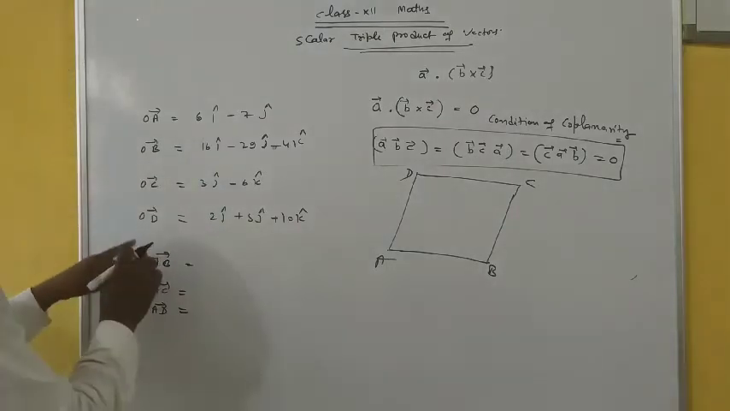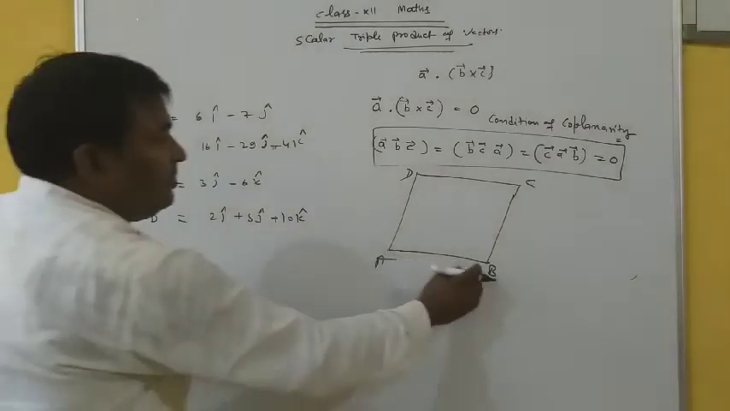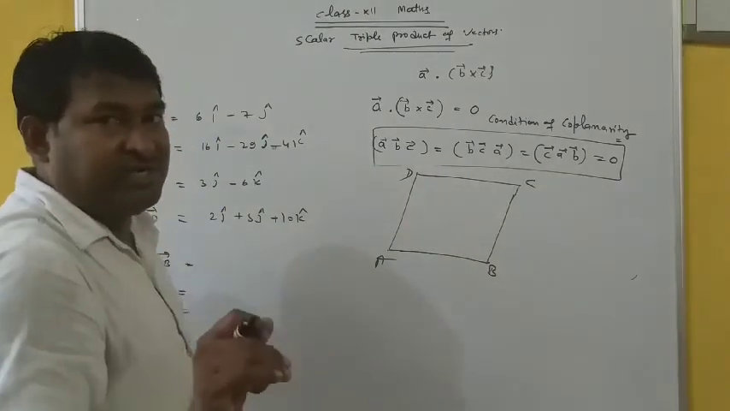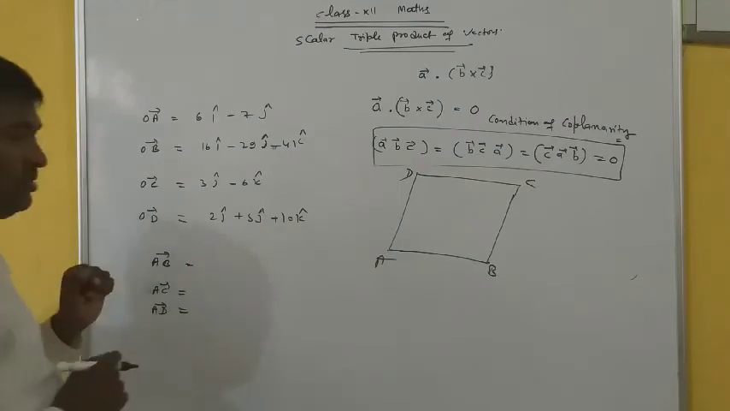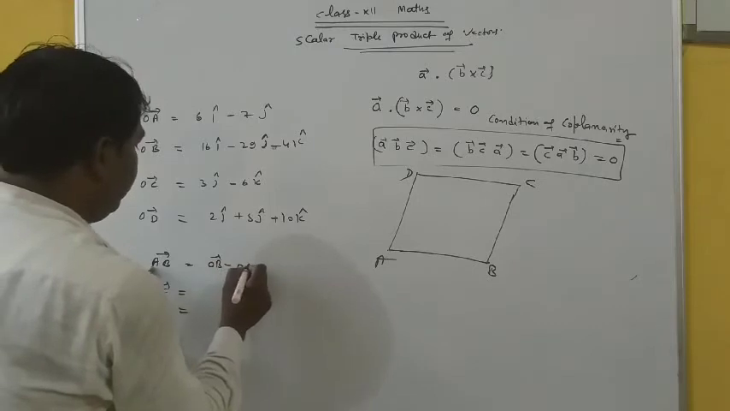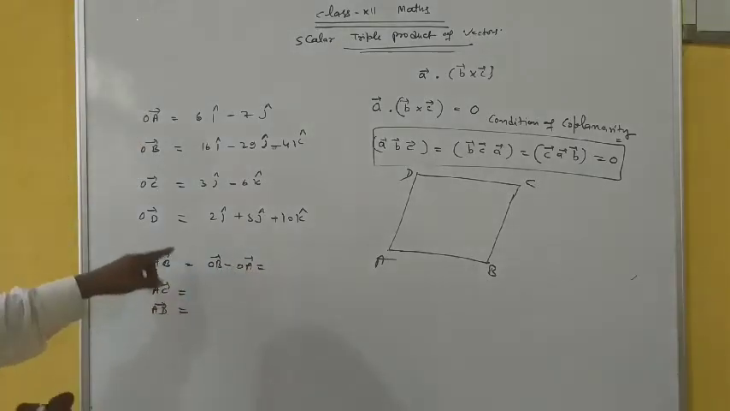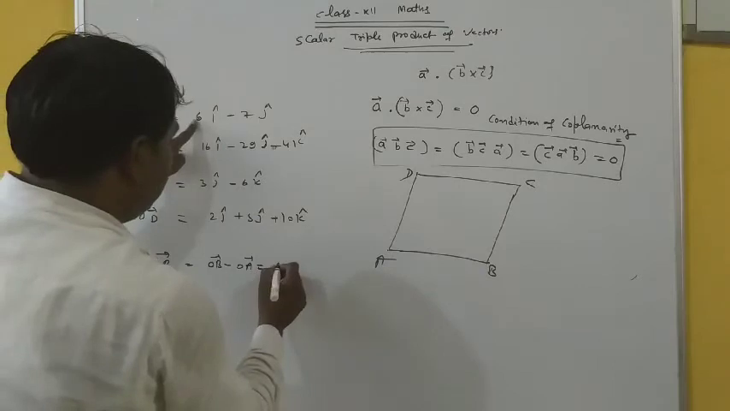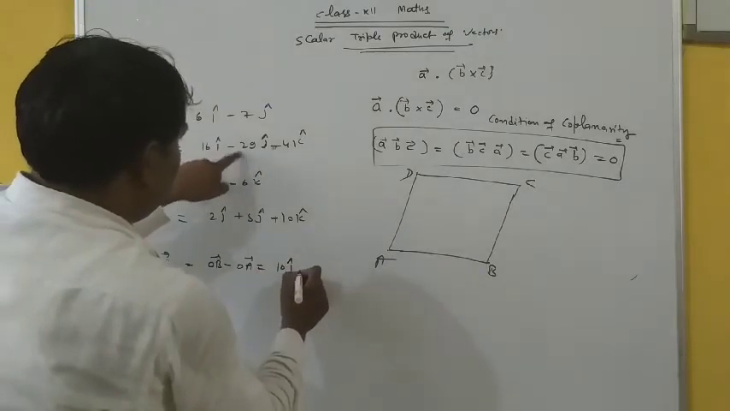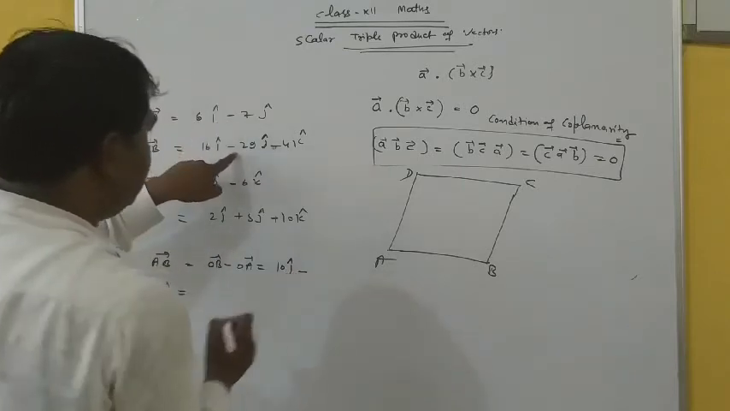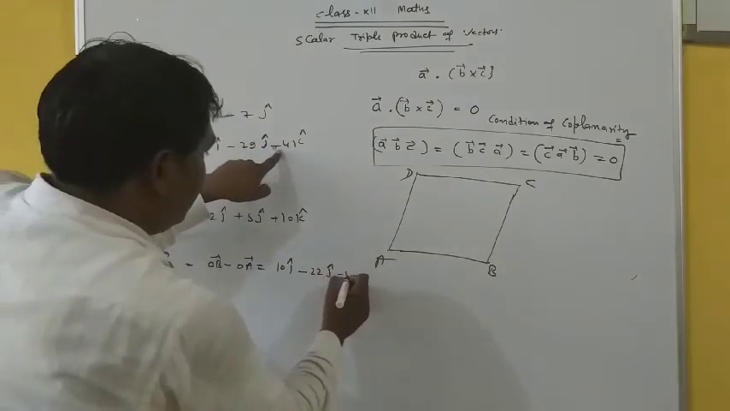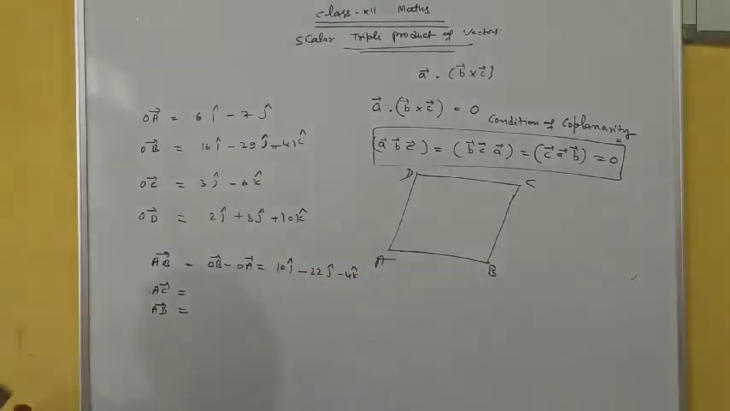It means first of all you need to find AB. Don't find AB, BC, CD; you have to find 3 consecutive vectors, AB, AC, AD. So AB vector is OB minus OA, that is B minus A: 16 minus 6 is 10i cap, minus 29 minus 7 is minus 22j cap, and minus 4k cap. This is your AB vector.